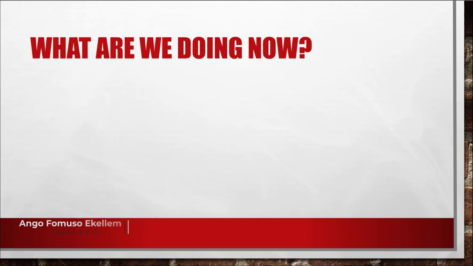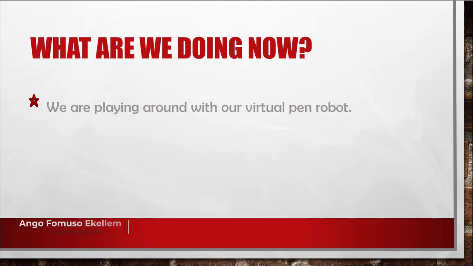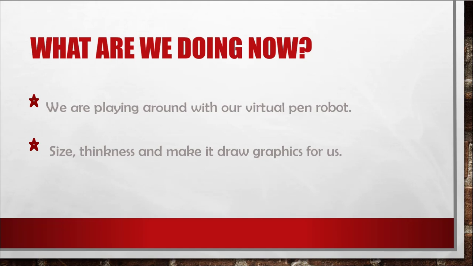What are we doing now? We are about to start playing with our virtual pen, our turtle robot. We'll play around with its size, shift it around, and make it draw graphics for us. We will approach this turtle programming in a very child-friendly way, learning by examples and then looking at the details and the theory. So we'll not go about it the stiff, normal way that adults use to learn programming.